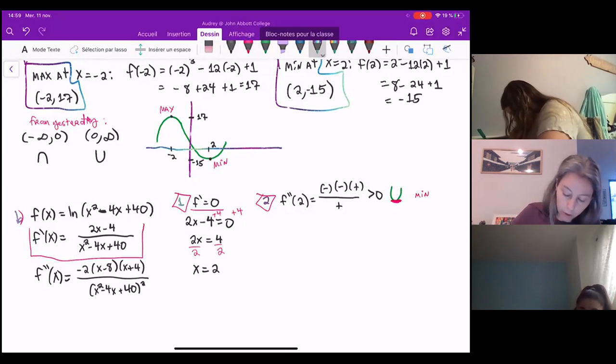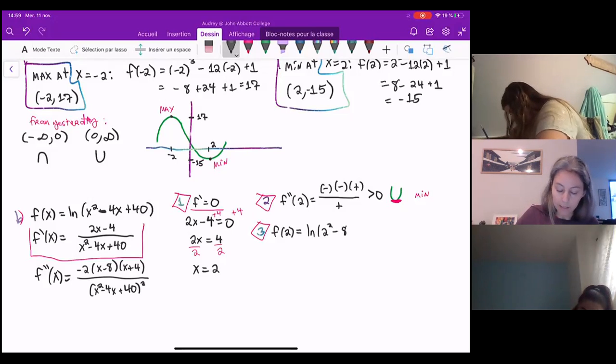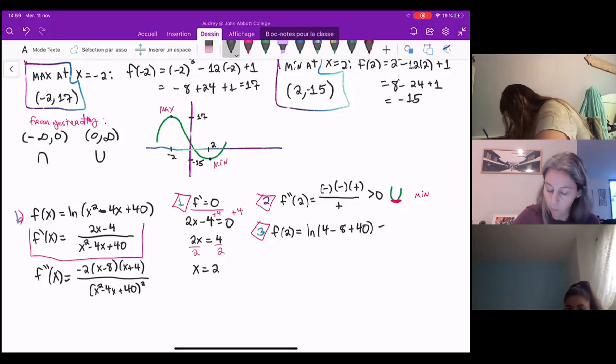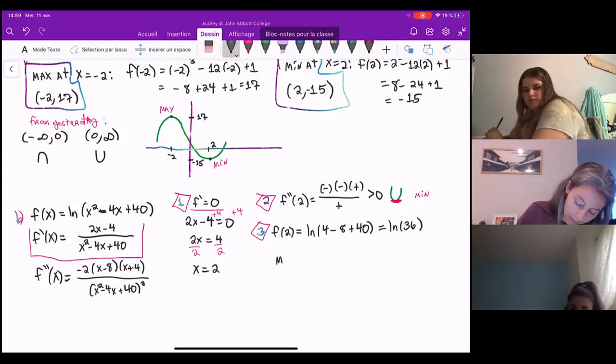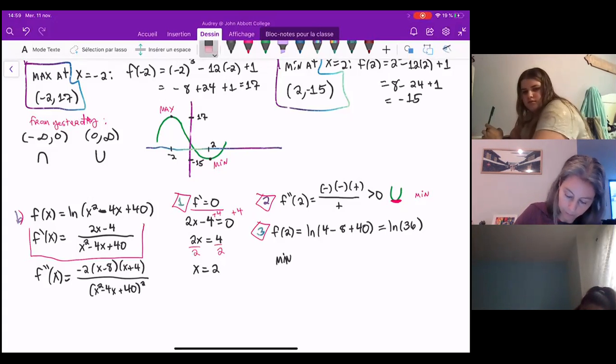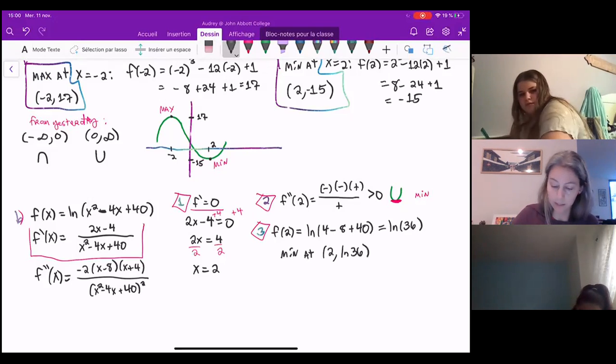And then in our third step, we now want to plug that into the original function to find the y value. So f of 2 is ln of 2 squared minus 8. So 2 squared is 4, my bad. So we'll just do that. 4 minus 8 plus 40, which is ln of 36. So here I have a min at (2, ln 36).